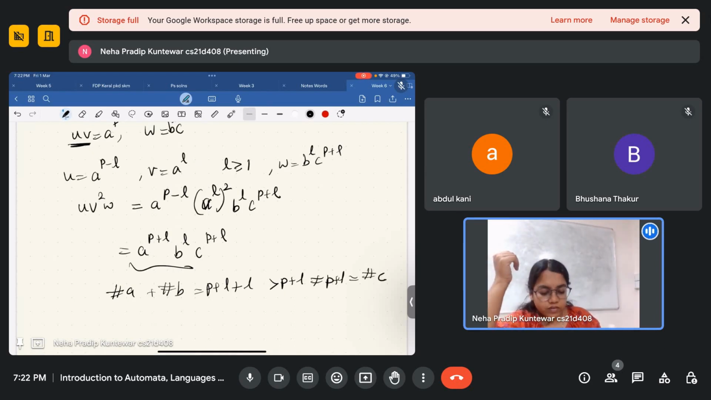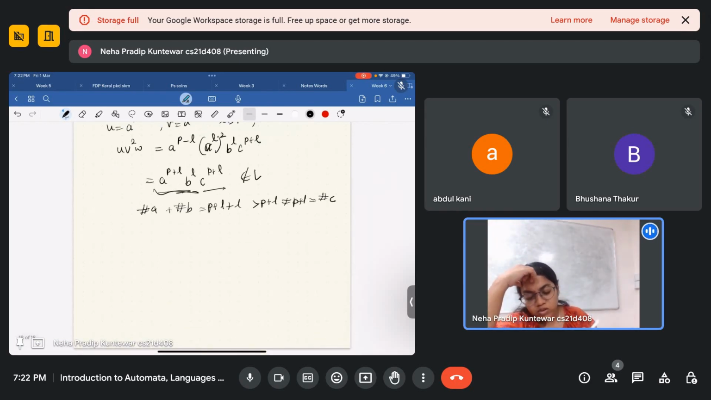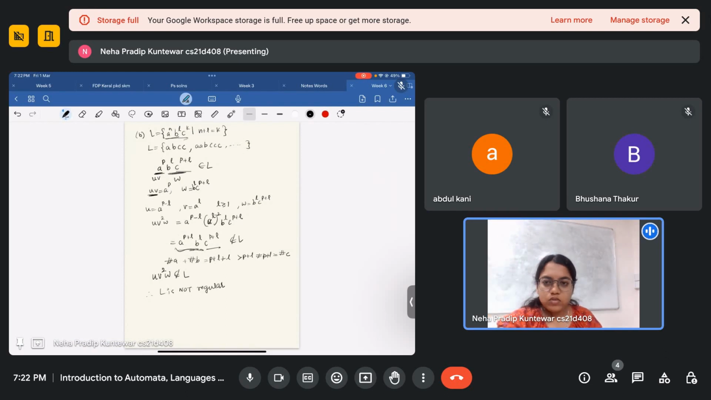So here you get a string where the number of a's plus the number of b's is not equal to the number of c's. So this string should not be in the language, because that's what the definition is. You have a string in the language if and only if the number of a's plus the number of b's is equal to the number of c's. So you get that u v square w is not in L, therefore L is not regular. Okay, so that is how you show using the pumping lemma that a language is not regular.